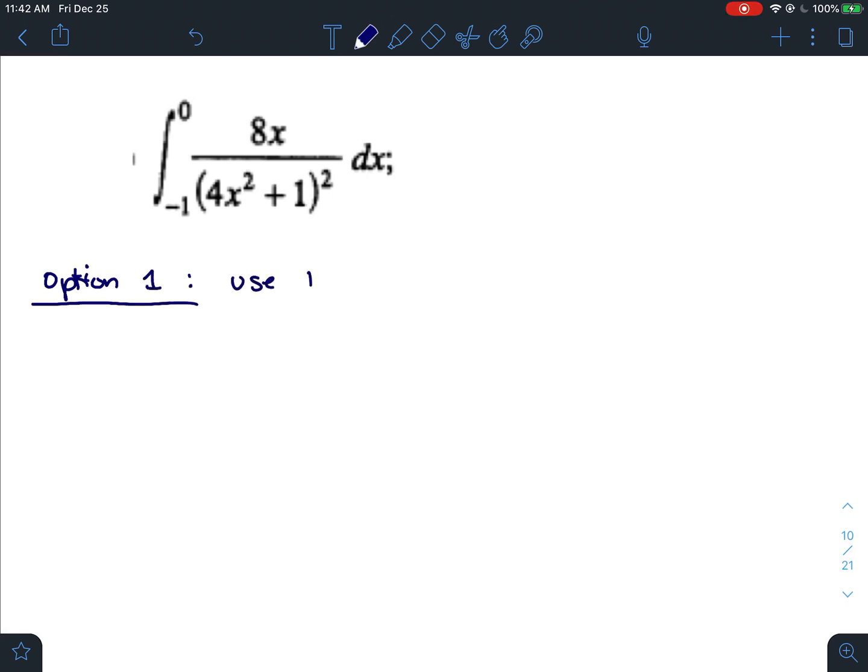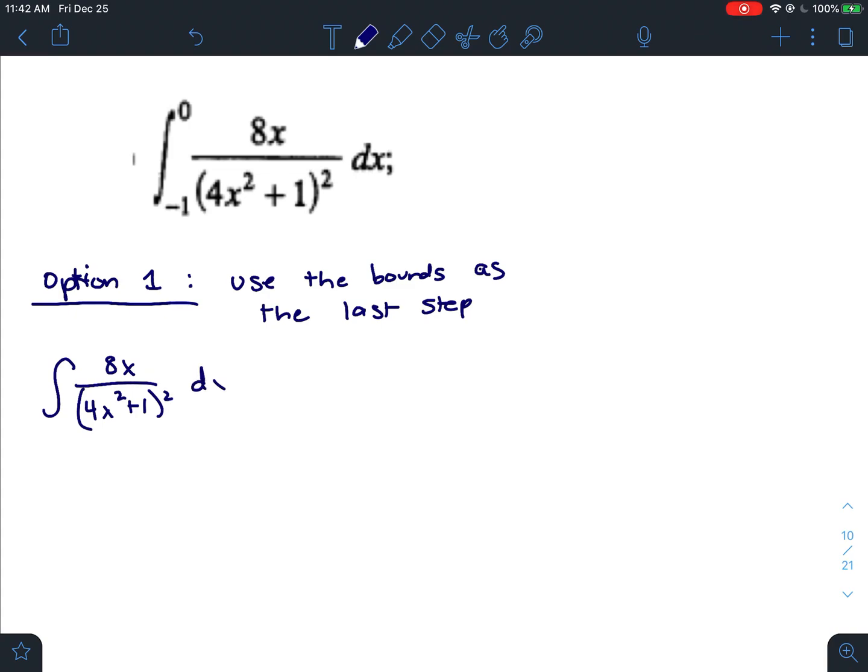is you use the bounds as the last step. So the very last step, you're going to use the bounds. Before then, we just kind of forget that the bounds are there. So we're going to forget the bounds are there. And then we just have 8x over (4x squared plus 1) squared dx.